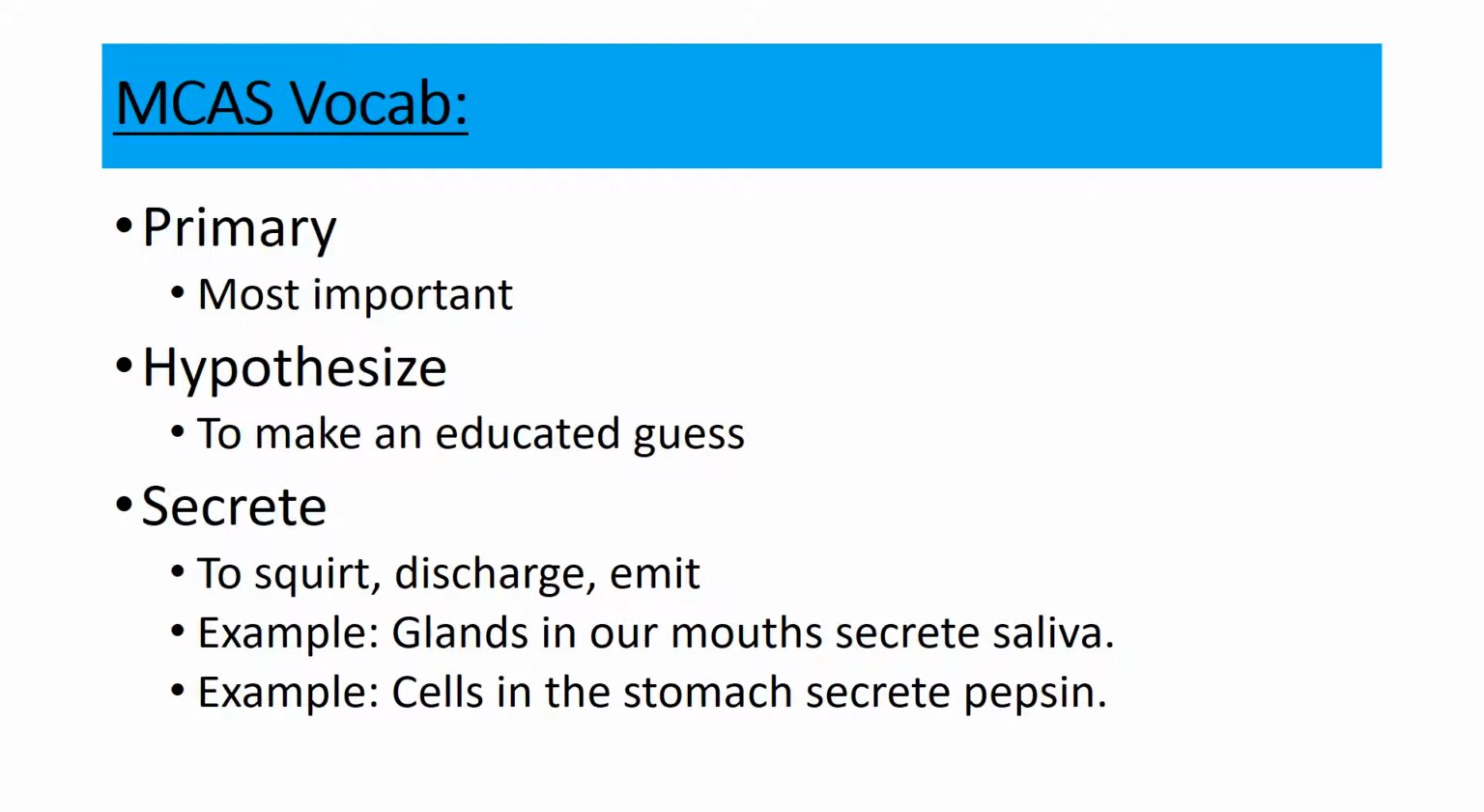Let's do some vocab and then we'll do some MCAS questions. Primary means most important. To hypothesize is to make an educated guess. Scientists hypothesize when they conduct experiments. And to secrete means to squirt out, to discharge, to emit. It's when something comes out of something else. For example, glands in our mouths secrete saliva. Or another example is cells in the stomach secrete pepsin.